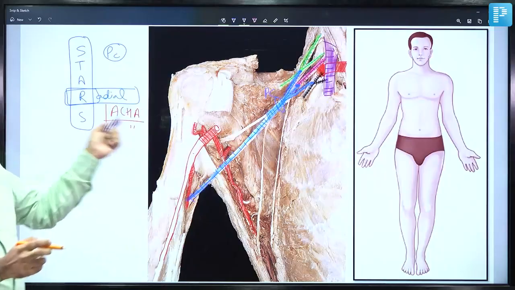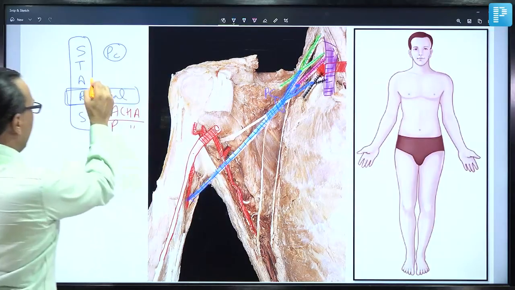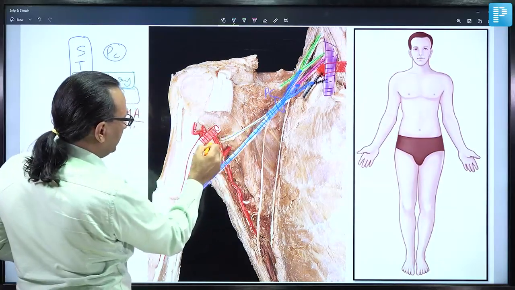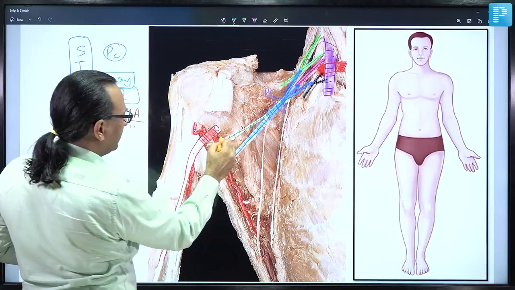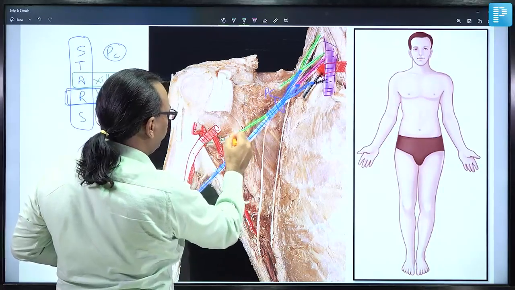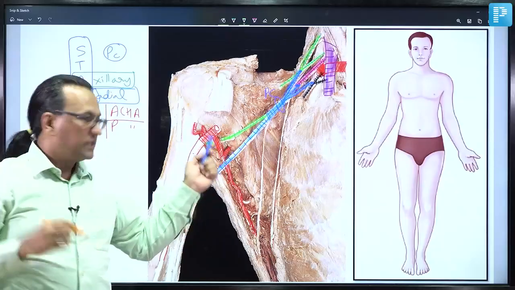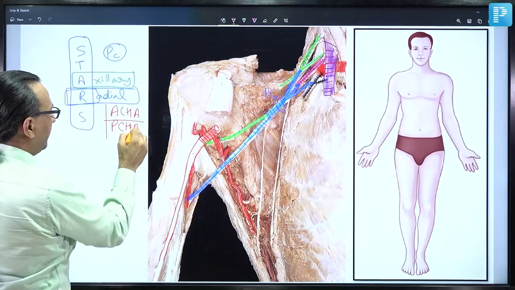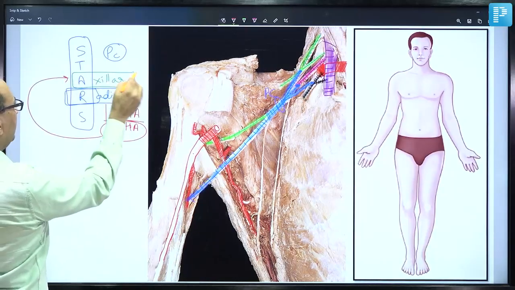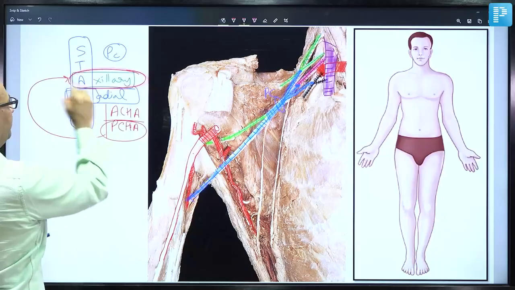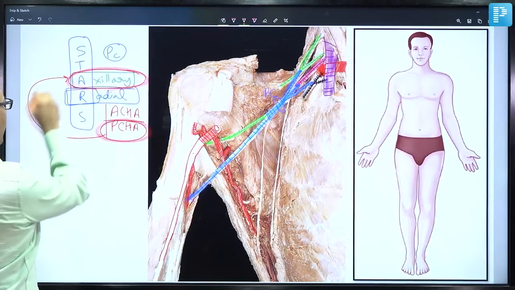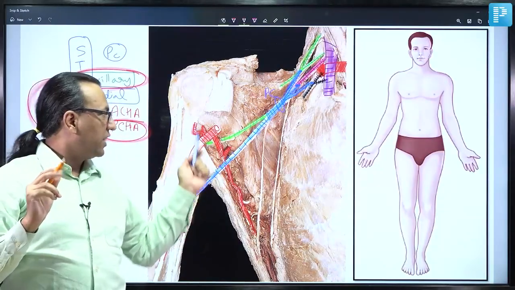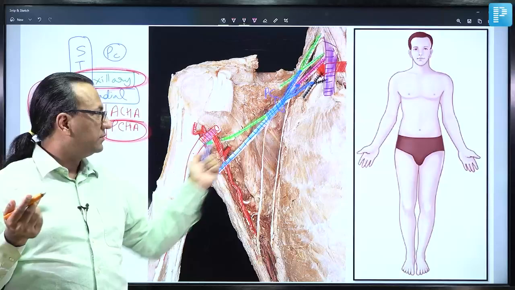Now, if R is the radial nerve, what is this A? A is the axillary nerve. And you will notice the axillary nerve, which is a branch of the posterior cord of brachial plexus in the axilla, is going to pass in the quadrangular space and follow posterior circumflex humeral artery. So posterior circumflex humeral artery and axillary nerve together pass through the quadrangular space, and together they will be passing around the bone humerus, around the surgical neck of the humerus. That is about the axillary nerve.